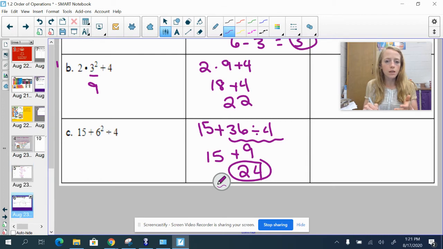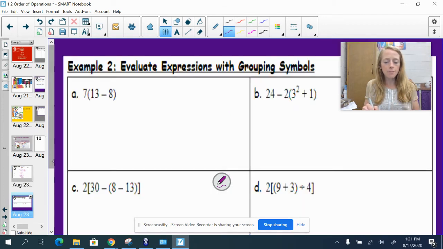All right, some more complicated examples with parentheses. One thing people might want to do is distribute the 7. Don't do that. You can see that in the parentheses, you can simplify this. 13 minus 8, you can go ahead and subtract that because it's inside of the parentheses. That would give you 5. And then 7 times 5 would be 35.